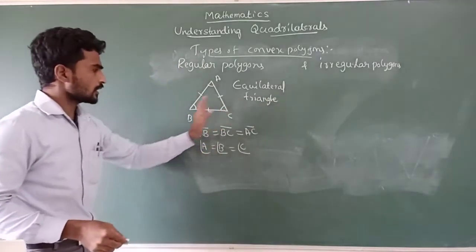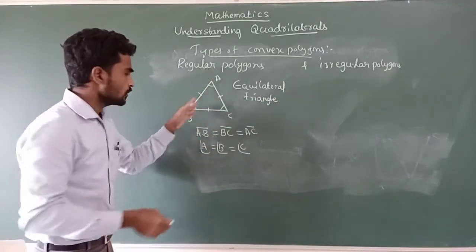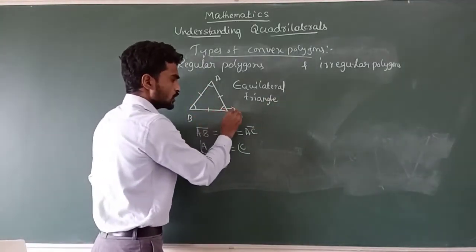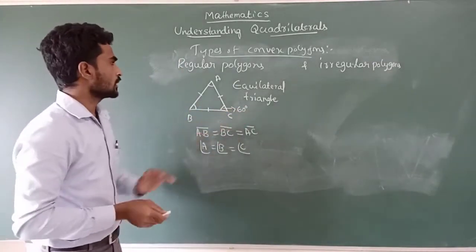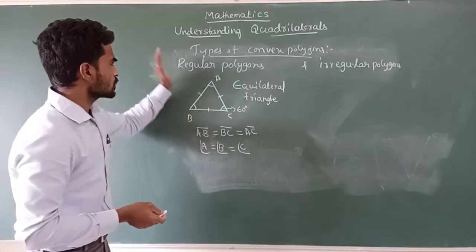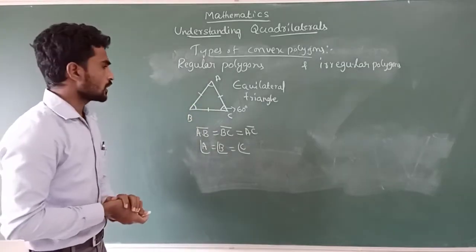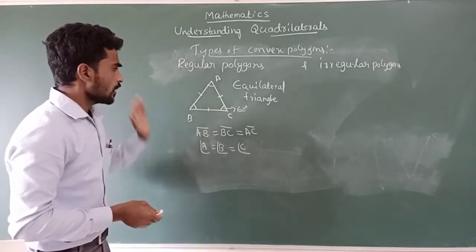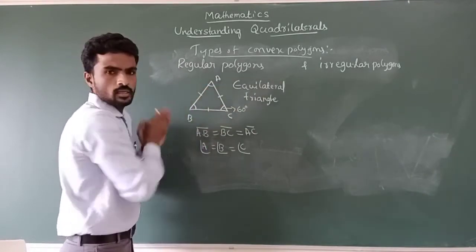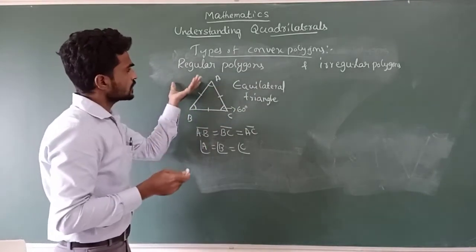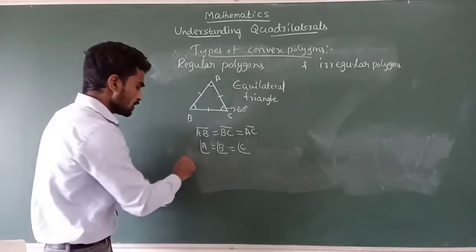In an equilateral triangle, all angles are also equal, each angle being 60 degrees. It is an example of a regular polygon. In a regular polygon, all sides are equal and also all angles are equal. Another example of a regular polygon is a square.